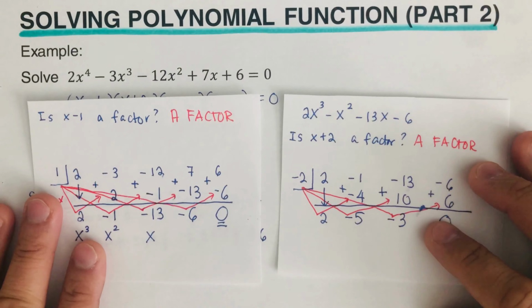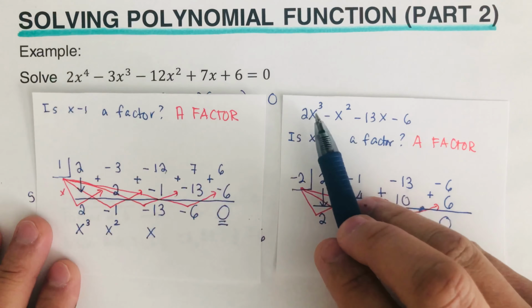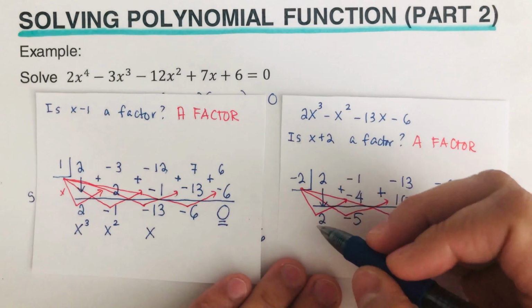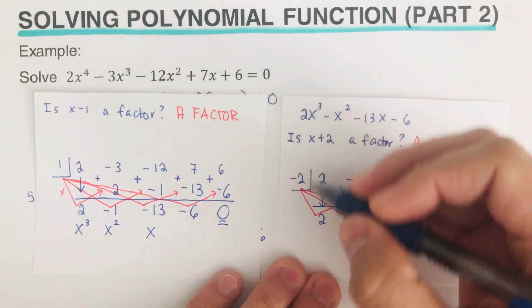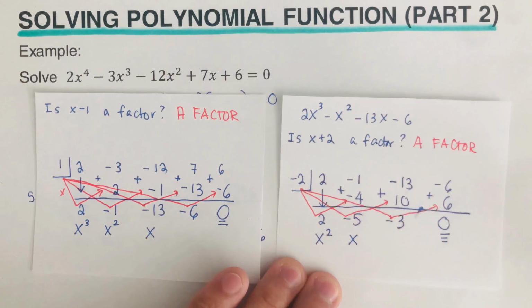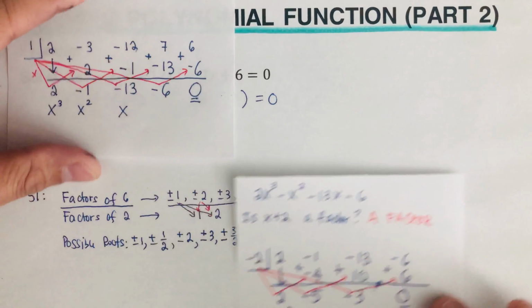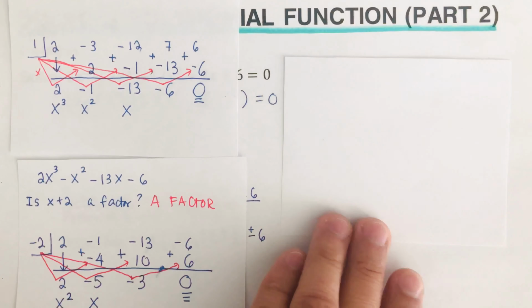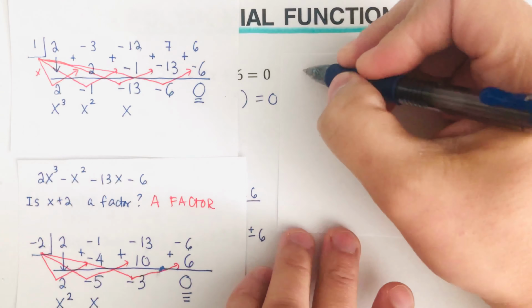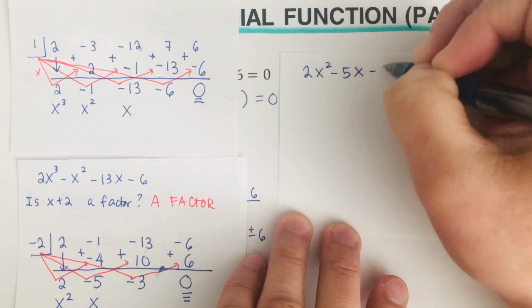Then we can narrow it down a little bit more. We started on the 4th power. We went down to the 3rd power. So this one right here will become the 2nd power. So this would be x to the 2nd, and then this is the x. Then we are left with this expression right here. That would be 2x squared minus 5x minus 3.